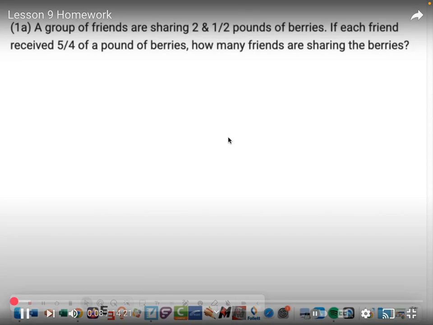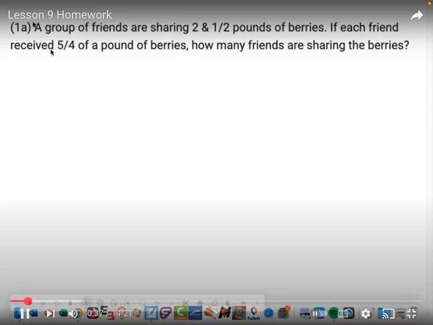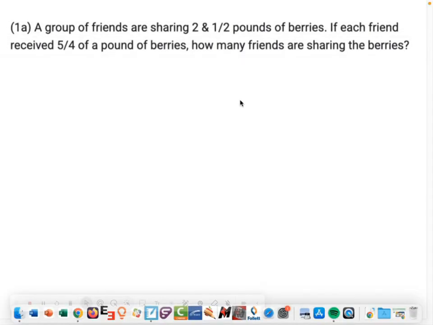So our first problem: a group of friends are sharing 2.5 pounds of berries. If each friend received 5/4 of a pound of berries, how many friends are sharing the berries? What you're going to see me first do is make a diagram for the 2.5 pounds of berries. I want to make it in a way that, once I have that represented, I can make groups of these 5/4 pounds of berries that the friends are going to be sharing, because every group of 5/4 will represent one friend.